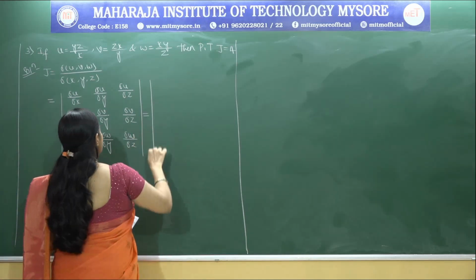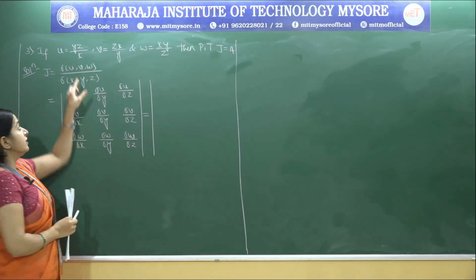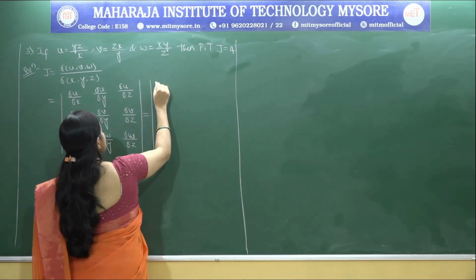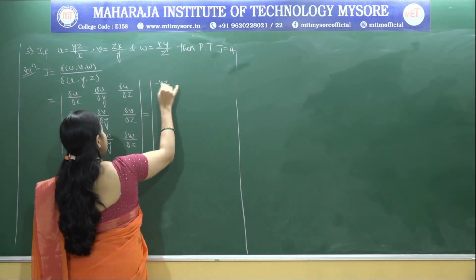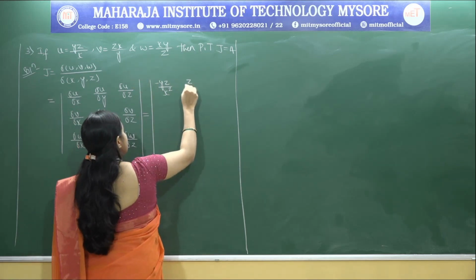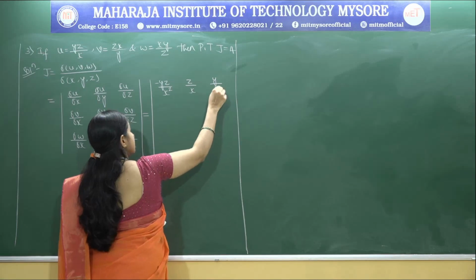So the first one, u with respect to x, since x is in the denominator, the differentiation of 1 by x you have to consider. So differentiation of 1 by x is minus 1 by x square. Next, with respect to y, y differentiation is 1. With respect to z, z differentiation is 1.